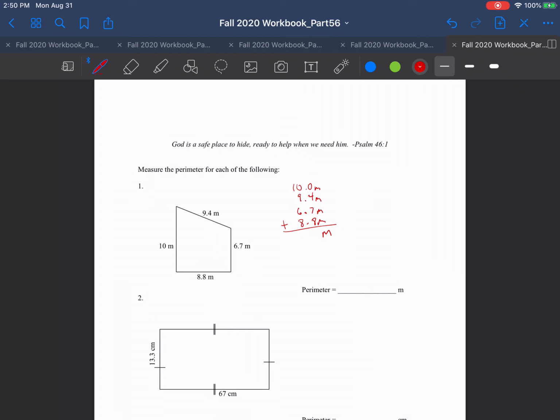I have 0 plus 4, that's 4. 4 plus 7, that's 11. 11 plus 8, that's a 19, so carry the 1. Put our decimal place down. 1 plus 0 is 0. 1 plus 0 is 1. 1 plus 9 is 10. 10 plus 6 is 16. 16 plus 8 is 24. Carry the 2. 2 plus 1 is 3. And so we get an answer of 34.9 meters. All right? And so it's as simple as that.